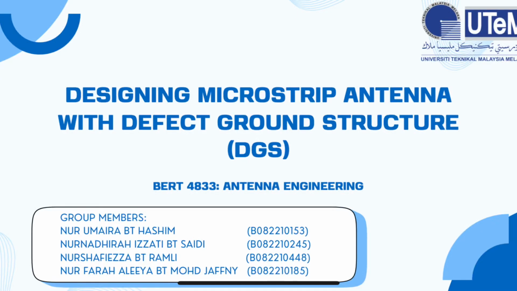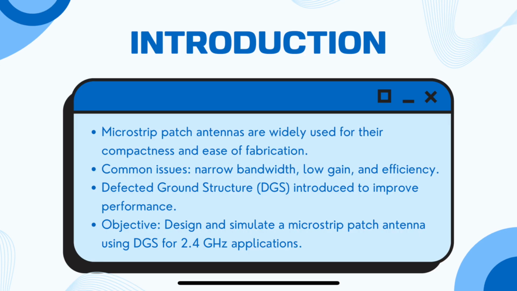Hello everyone, we will be presenting a project titled Designing a Microstrip Antenna with Defected Ground Structure. Microstrip patch antennas are popular in wireless communication due to their compact size, low profile and ease of fabrication. However, they commonly face challenges such as narrow bandwidth, low gain and reduced efficiency. To overcome these limitations, a technique called defected ground structure is used. Defected ground structure modifies the ground plane to enhance performance by improving parameters like bandwidth and radiation efficiency.